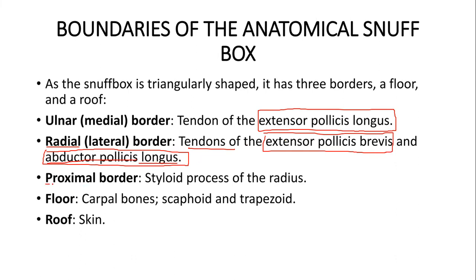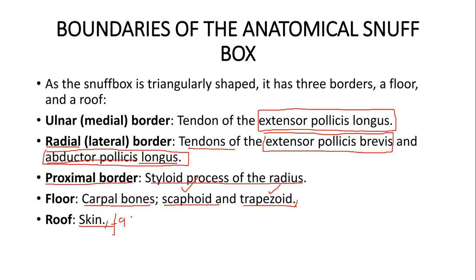Now, what about the base or the proximal border? It is formed by the radial styloid process, or the styloid process of radius. Okay. Then the floor is formed by 2 carpal bones. Proximally, you have your scaphoid, and distally, you have your trapezium. Also, you might find other texts which include the base of the first metacarpal as part of the floor of the anatomical snuffbox. Now, the roof is by the skin and the fascia.